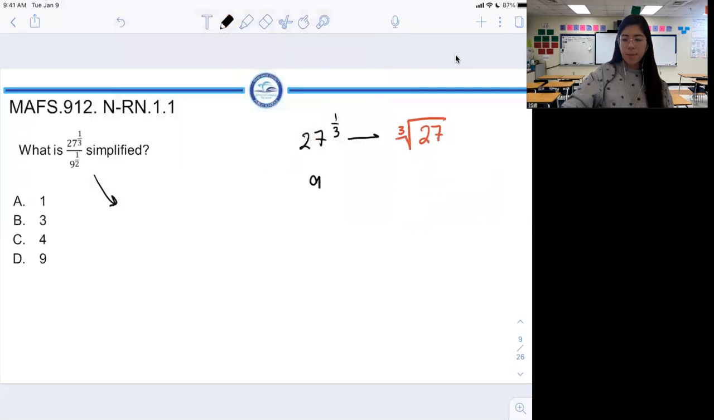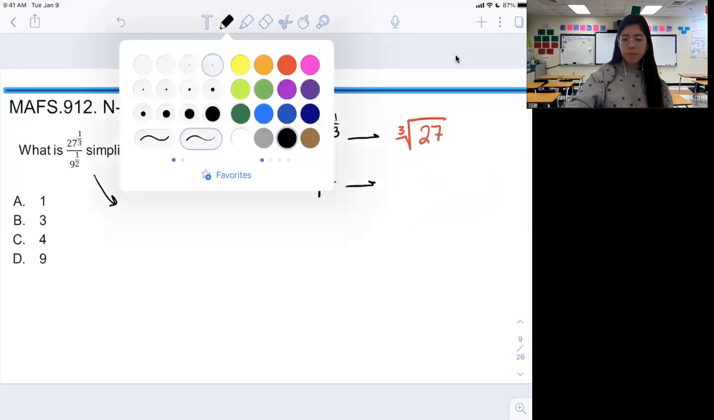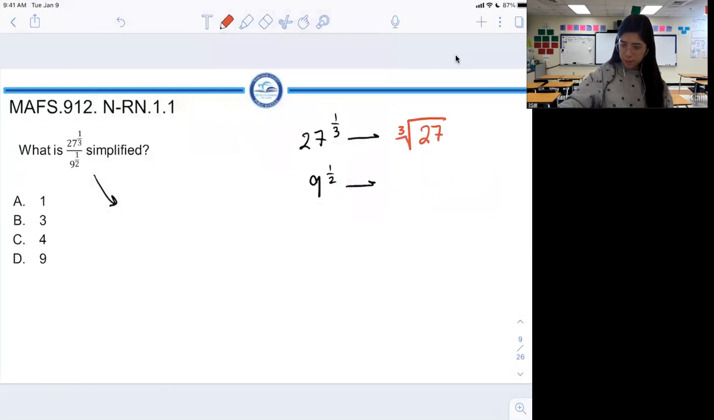What about 9 to the power of 1/2? That would just be taking the square root of 9. So I have the cube root of 27 over the square root of 9. What's the cube root of 27? The cube root of 27 and the square root of 9. So what's the cube root of 27?